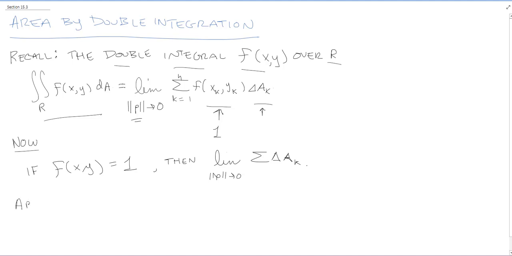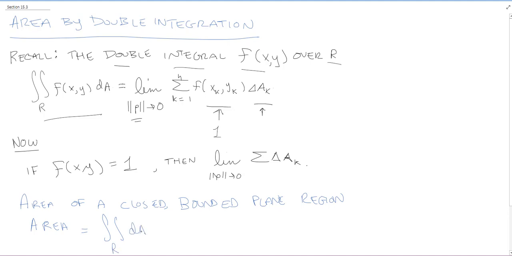So we can say that the area of a closed bounded plane region, so the region is closed, it's bounded, and it's a plane, is equal to the double integral over our region R of dA. And that's because there's an invisible 1 here.